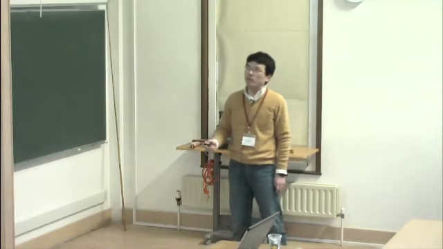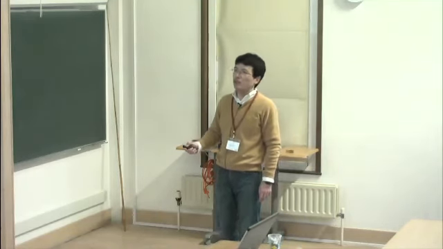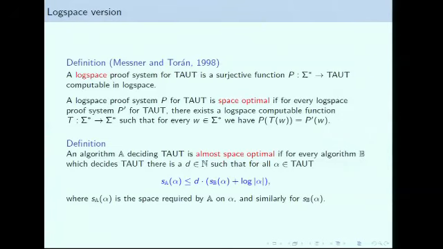For the corresponding notion for deterministic algorithms, an algorithm A deciding TAUT is almost space optimal if for every algorithm B which decides TAUT there is a constant d, and for every tautology alpha I have an inequality which bounds the space required by the optimal algorithm A in terms of the second algorithm B, together with the logarithm of the length of alpha.